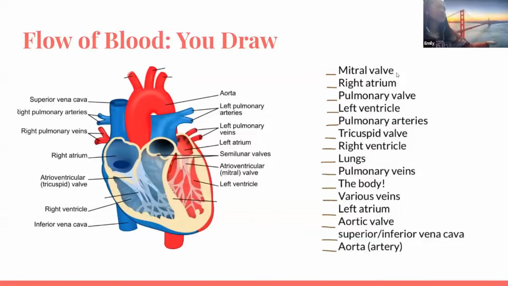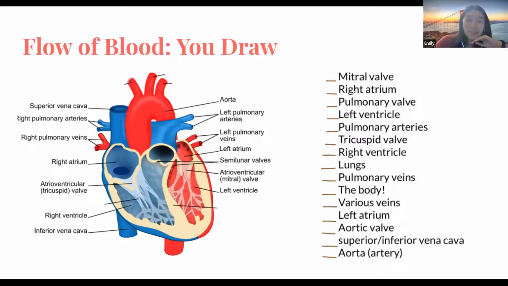Okay, so now we're going to talk about the flow of blood through the heart, which is probably one of the more confusing concepts in the circulatory system because there are just so many words. Here I've listed out, it's a really long list, I'm sorry, all the components that blood is going to be flowing through in the heart, and one of them is just the body's various veins and arteries.